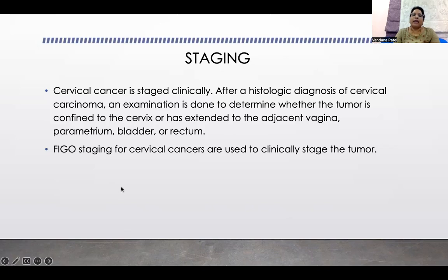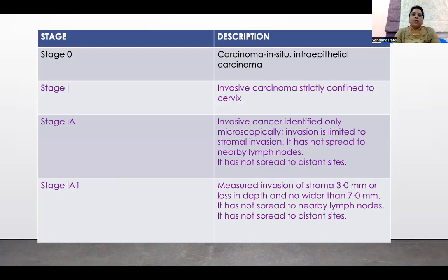So the FIGO classification for cervical cancers is the most acceptable staging method, which is used to clinically stage the tumor. FIGO stands for the International Federation of Gynecology and Obstetrics. So now we'll be seeing in detail about the staging of the CA cervix.